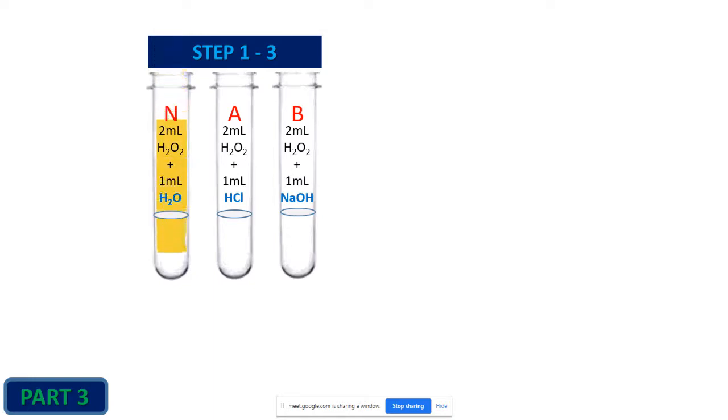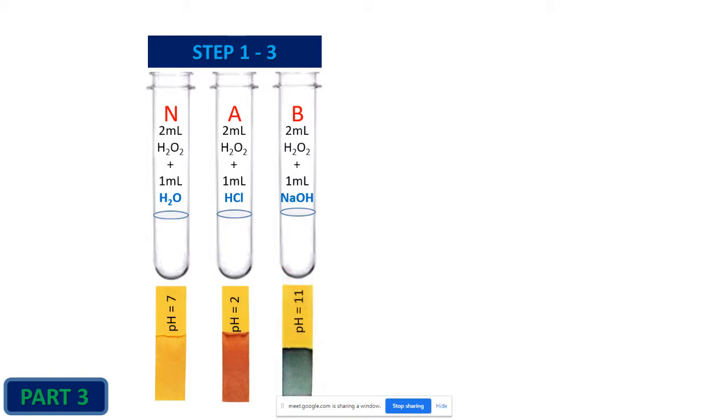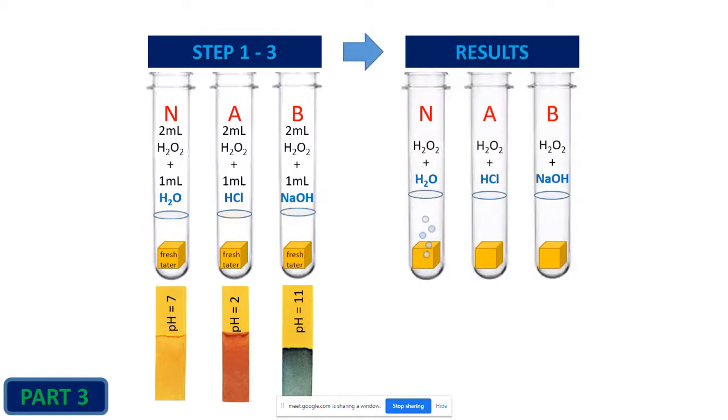So I dip a pH paper into each of them, and I find out that the water's about 7, the acid is about 2, and the base, the sodium hydroxide, is about 11. So now I have that information. I know which one is acid, base, and neutral. I throw a piece of potato in there, and then I look to see what the reaction is.